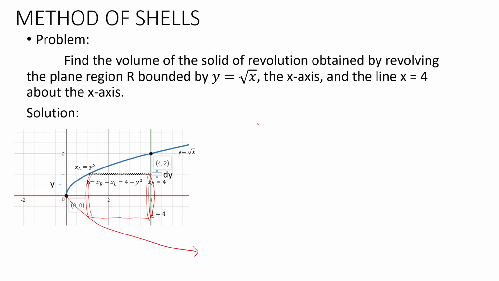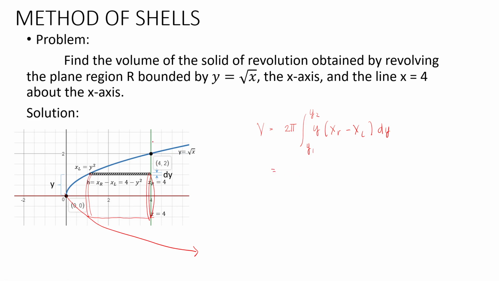So again, the formula would be 2 pi, and since it's a horizontal shell, 2 pi y, and then x right minus x left, and then dy from y1 to y2. Simple as that, right?